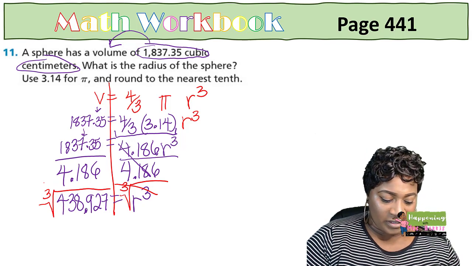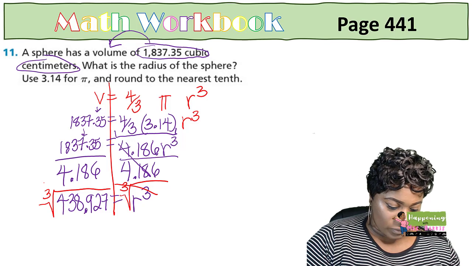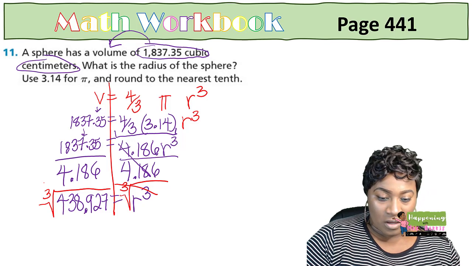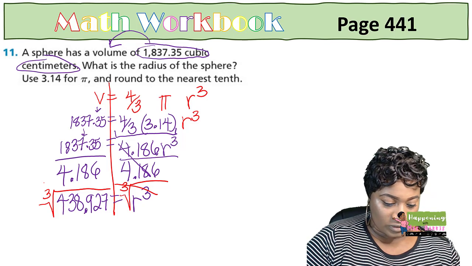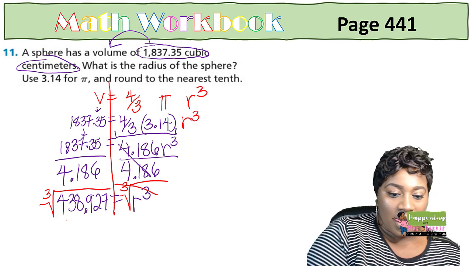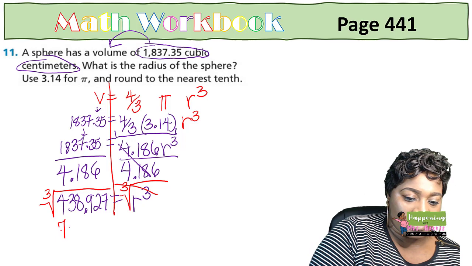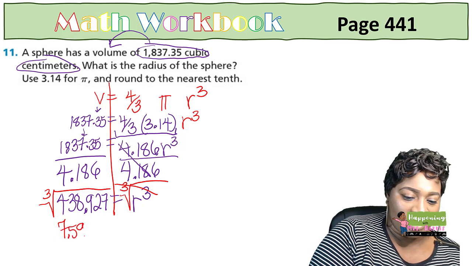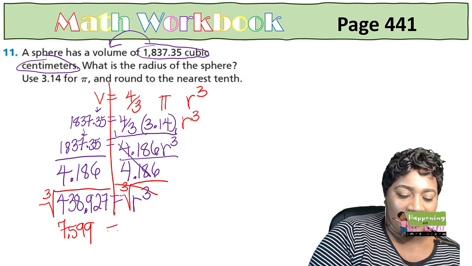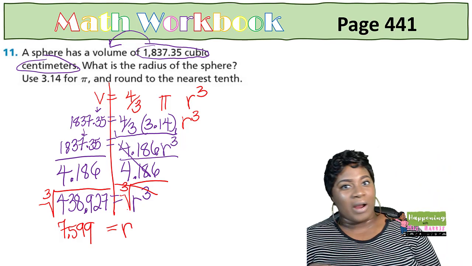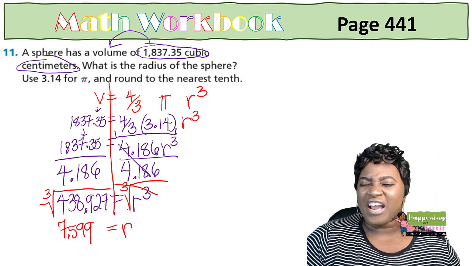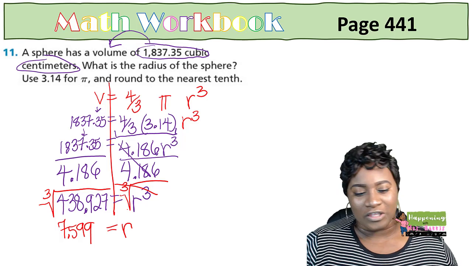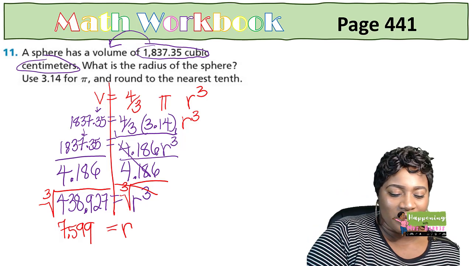All right, so if I key in the cube root of 438.927, I will be left with 7.599 equals r. Remember, I told you I like writing the first 3 numbers on the right side of the decimal. Our directions asked us to round to the nearest tenth. All right, so we're going to go ahead and round to the nearest tenth.